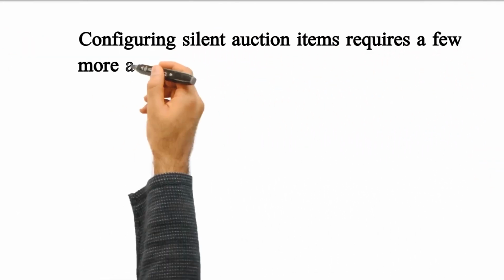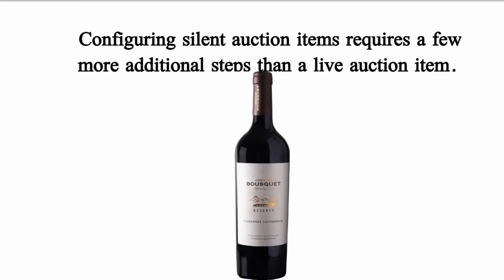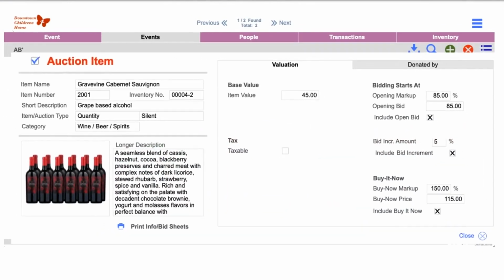Configuring silent auction items requires a few more steps than a live auction item, but Tradewinds is designed to make this process as easy as possible. For our first silent auction item, let's select the configuration of the bottle of Cabernet Sauvignon. Again, click on the item to bring up the detail window. In the first section we see the following information.